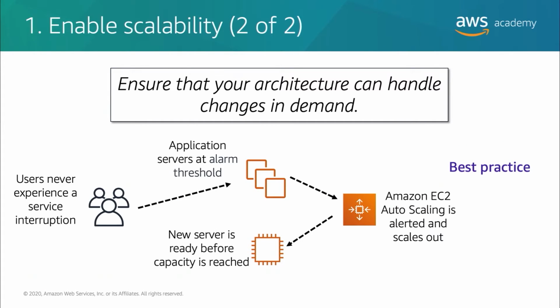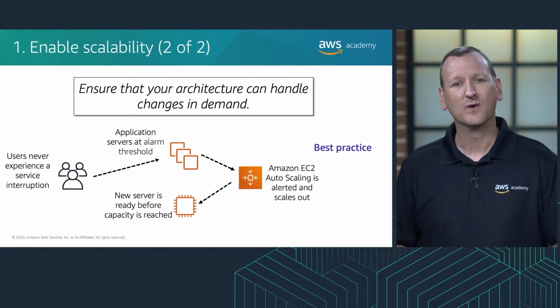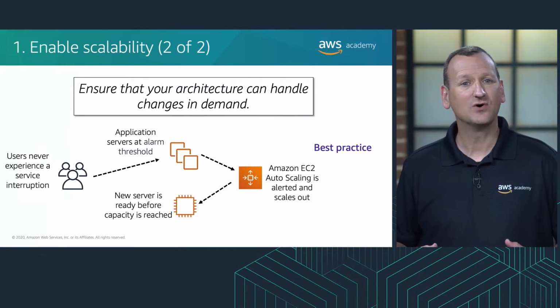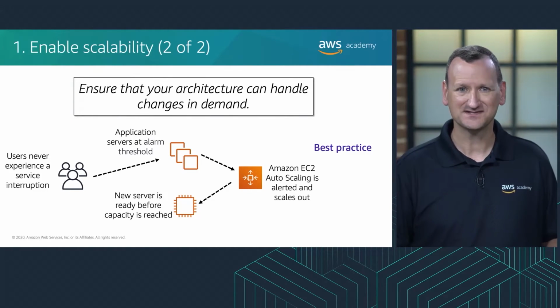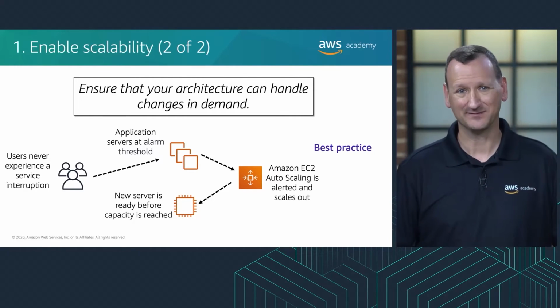By enabling scalability, you can improve your design to anticipate the need for more capacity and deliver it before it's too late. For example, you can use a monitoring solution like Amazon CloudWatch to trigger the resource scaling that's needed based on a threshold that you specify, such as CPU utilization greater than 60% for longer than 5 minutes. With CloudWatch, you can also design custom metrics. When an alarm is triggered, Amazon EC2 Auto Scaling immediately launches a new instance. That instance is then ready before capacity is reached, which maintains availability.